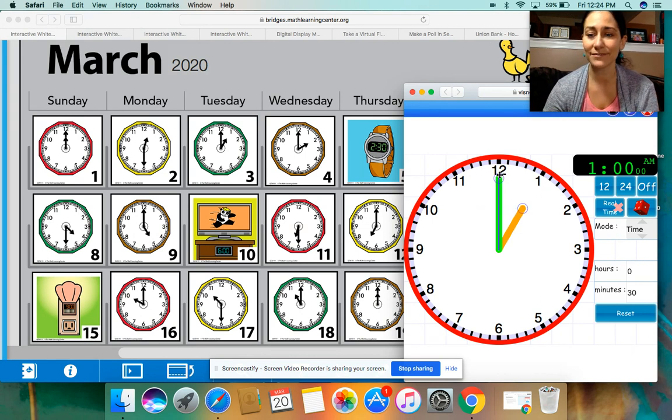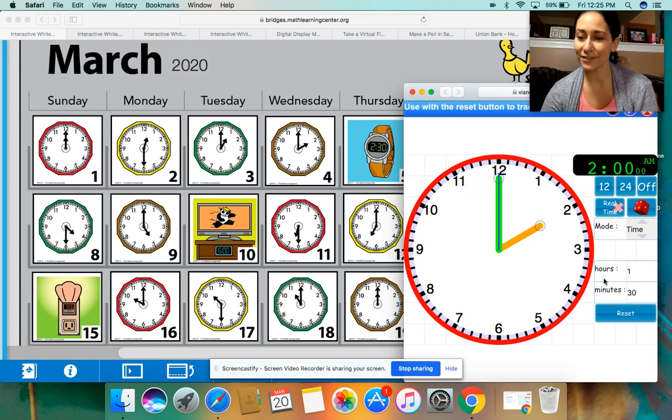We're going to count by 5s again. 5, 10, 15, 20, 25, 30, 35, 40, 45, 50, 55, 60. 60 minutes went by, but if you look down here, oh, I didn't reset it. I apologize. 1 whole hour went by. 60 minutes equals 1 hour. So it went from 1 o'clock now to 2 o'clock.